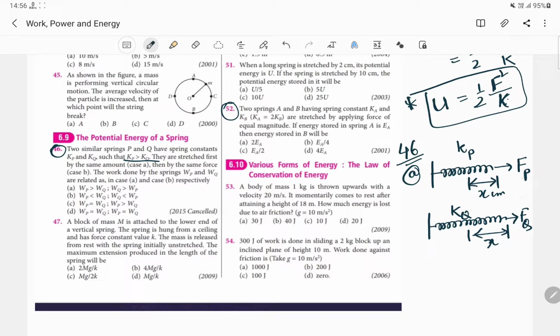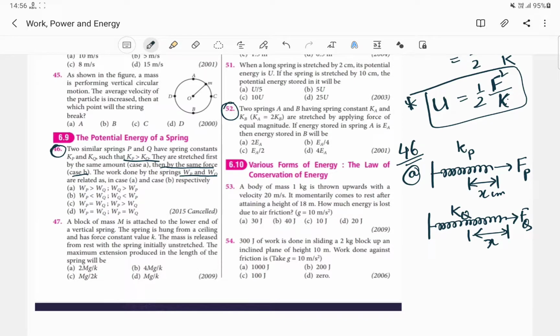We do not know the value of Fp and Fq, but we do know the value of Kp and Kq. Which one will be stronger? According to the given condition, Kp will be greater than Kq. And what about the second case? By the same force in case B. Let us keep this case B aside. And what is being asked? The work done by the springs Wp and Wq are related. That means we know that work done and potential energy are related.